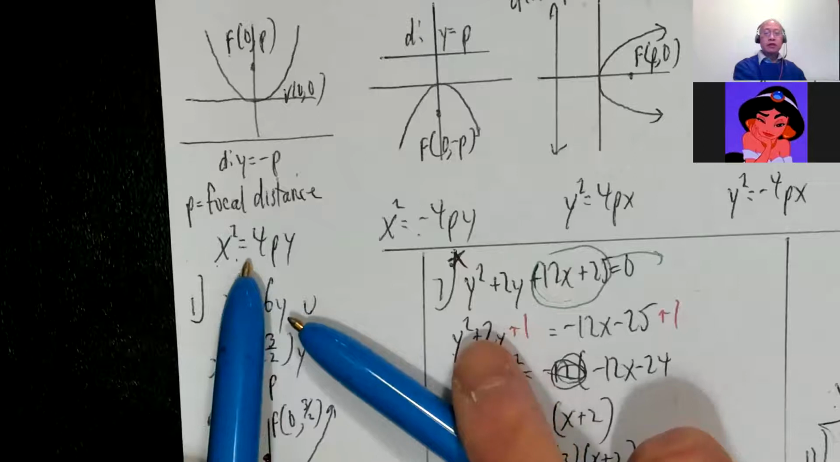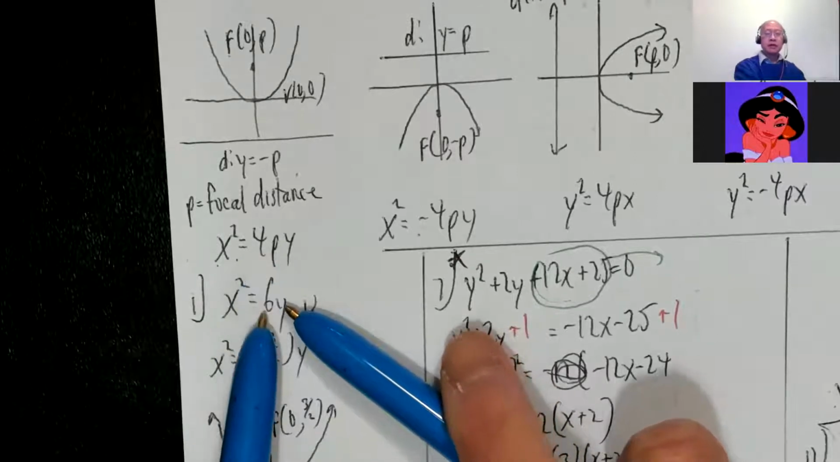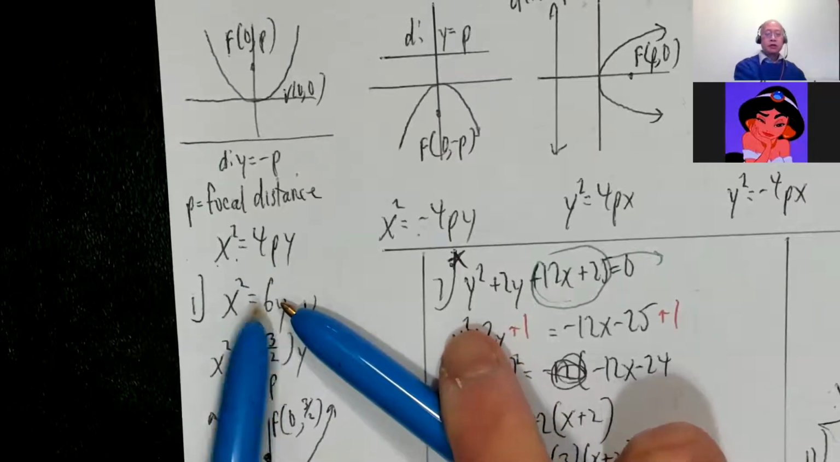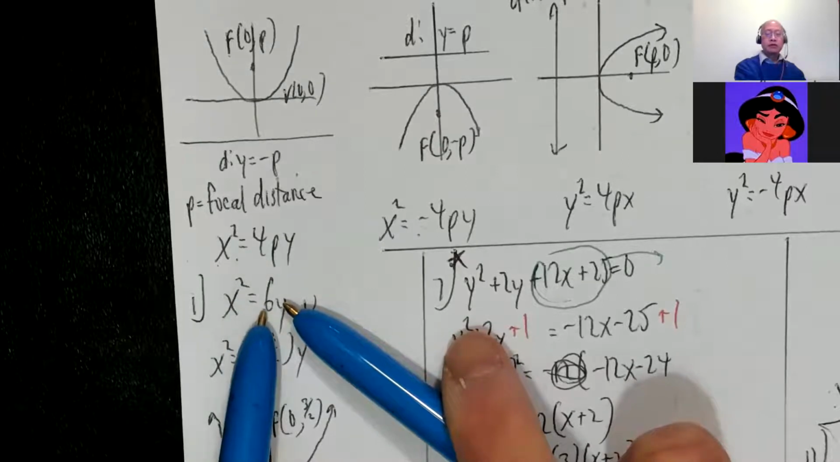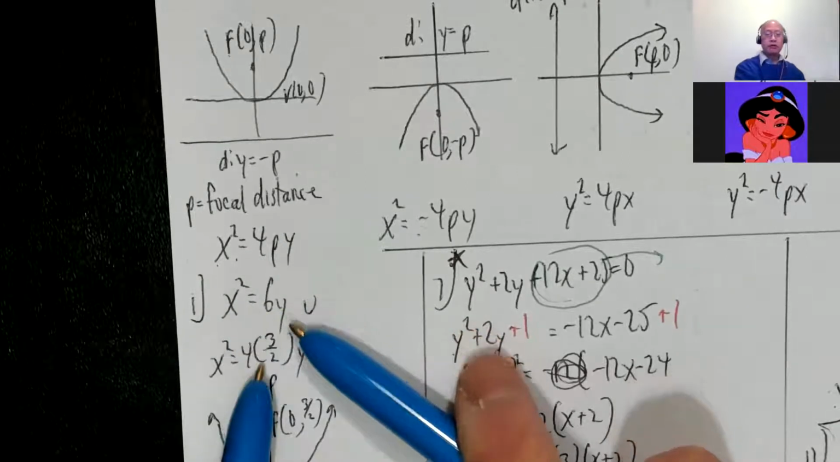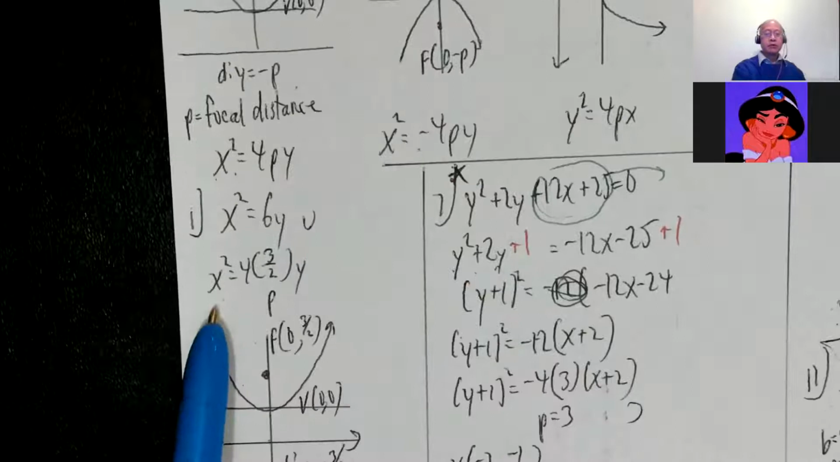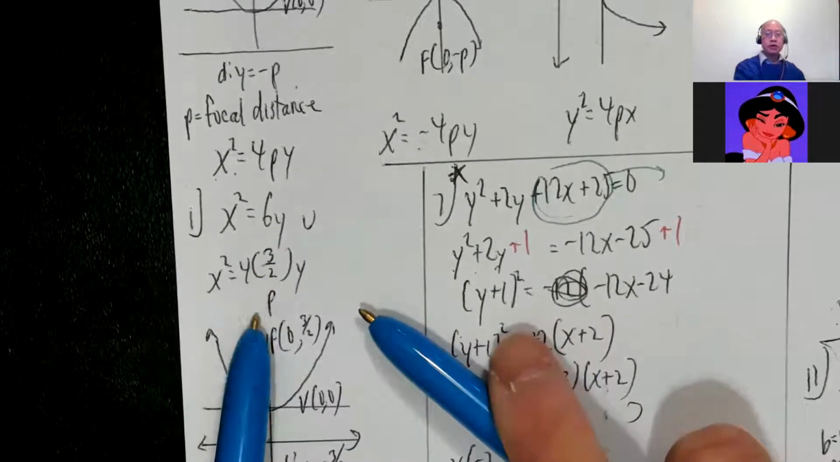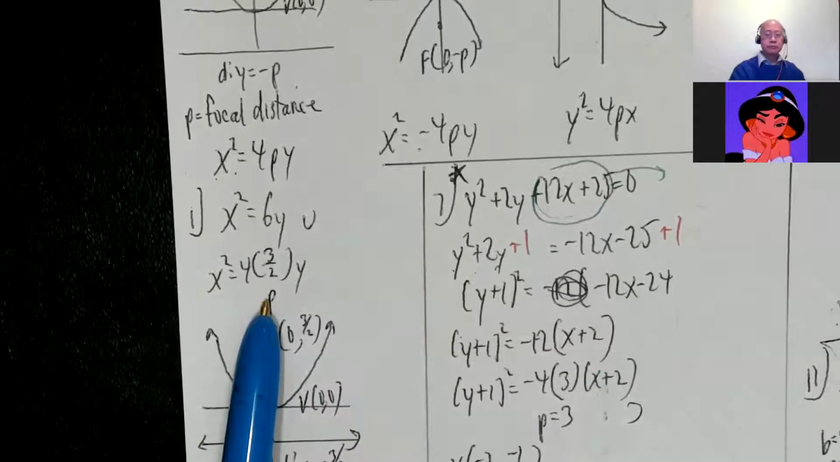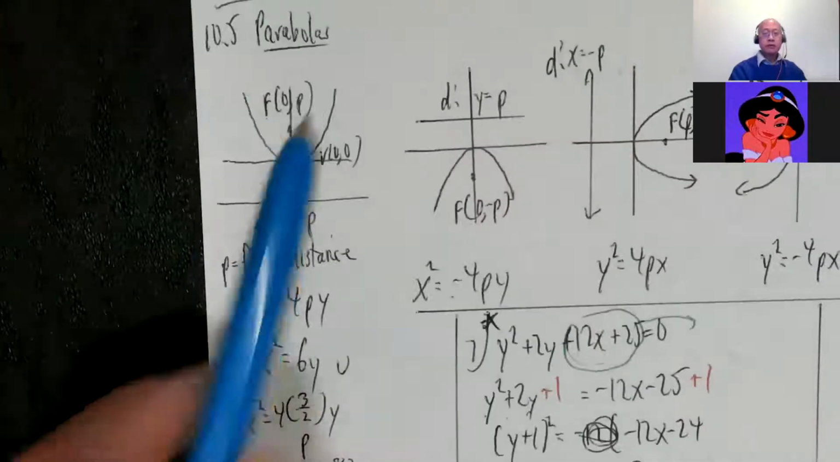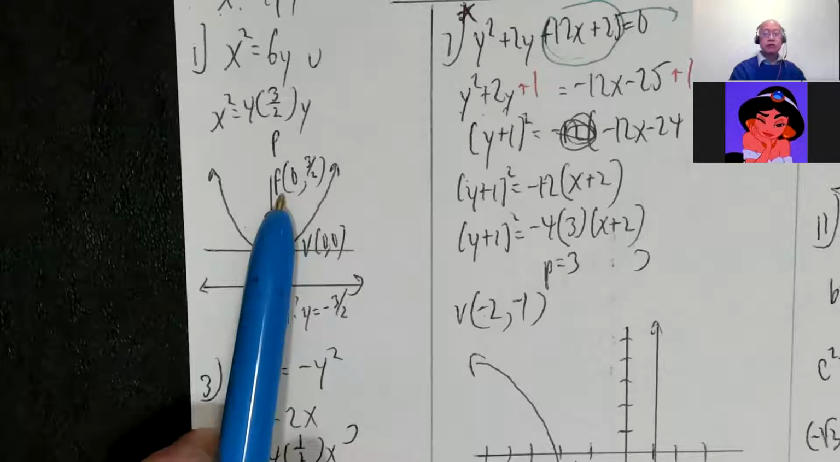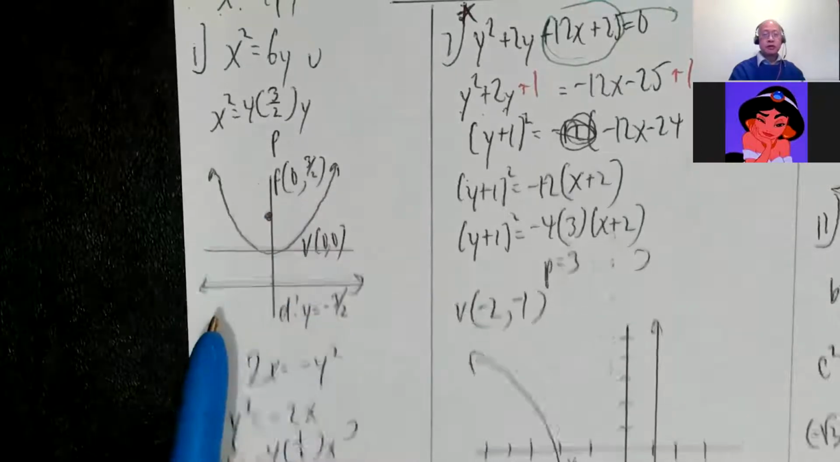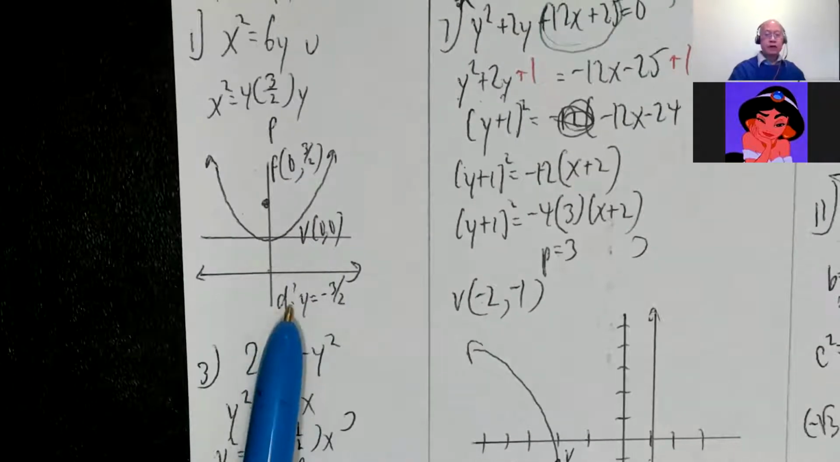Okay, you want to write this as 4 times p equals 6. So 4 times what number gives me 6? Well, it's 6 over 4 or 3 halves. Right, x squared equals 4 times 3 halves y. 4 times 3 halves is 6. So my p is 3 halves. Right, I know it's opening up. So here we go. Focus is at 0, 3 halves. Vertex is at the origin. Directrix is y equals negative 3 halves.